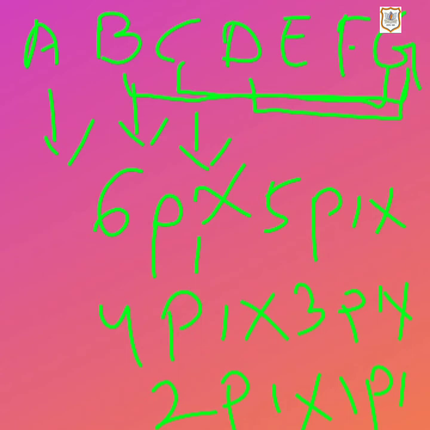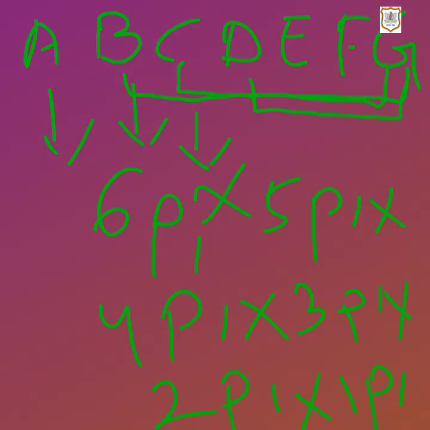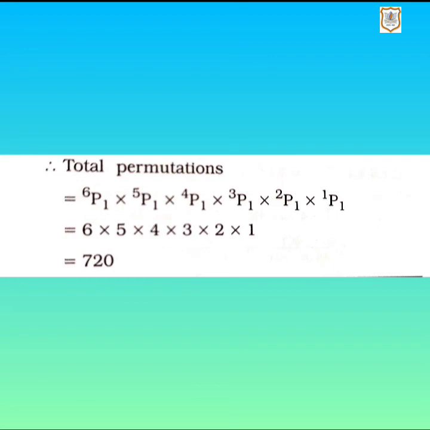Let's solve this permutation and be more clear. So here is the total permutations. 6P1 multiplied by 5P1 multiplied by 4P1 multiplied by 3P1 multiplied by 2P1 multiplied by 1P1. That will be 6 into 5 into 4 into 3 into 2 into 1. And the answer is 720. So arranging 7 speakers for delivering speech one after another, there are 720 ways.